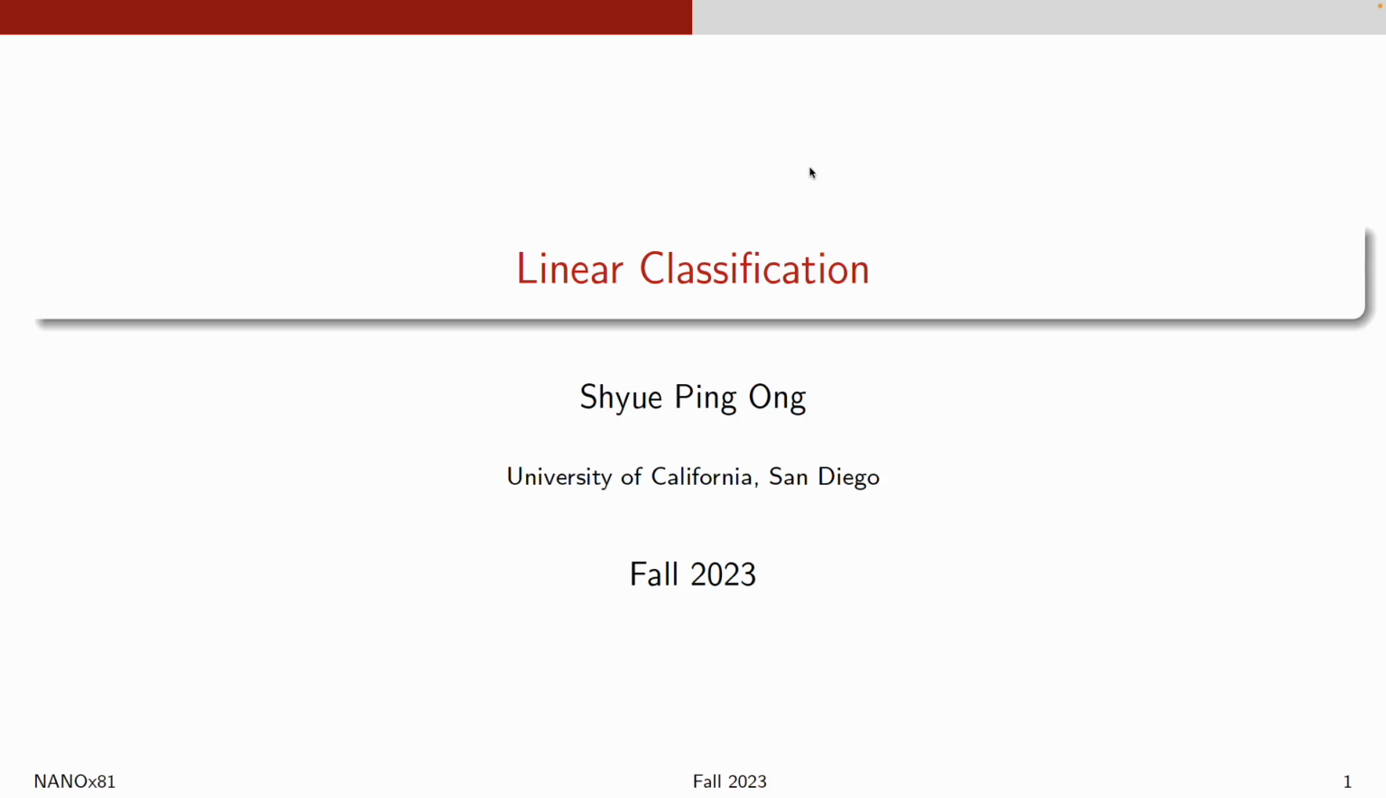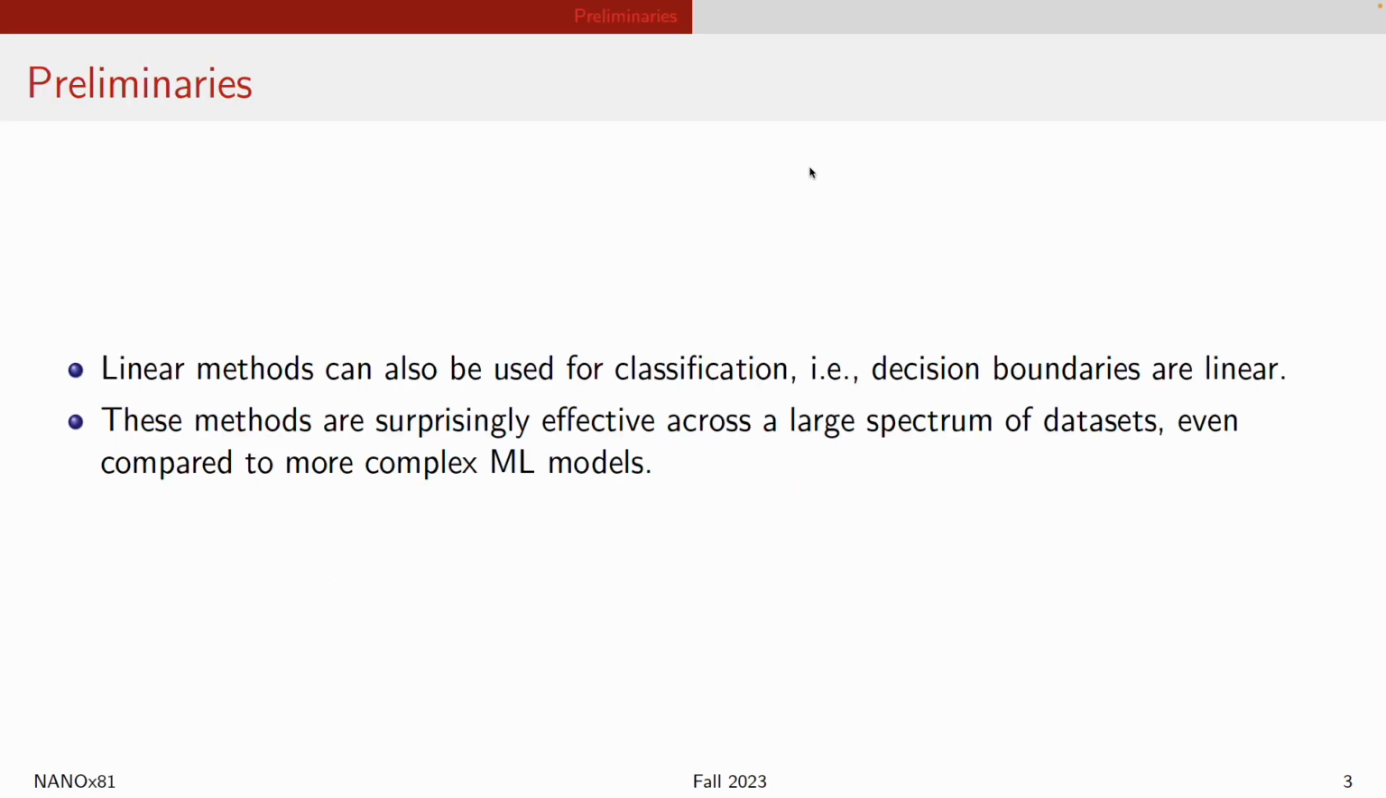In our previous lecture, we were starting to discuss linear classification. In other words, the use of linear models to do classification problems rather than just regression problems, right? So linear methods can be used for classification as well. In these cases, the decision boundaries are linear. In other words, a line separates different categories, okay?